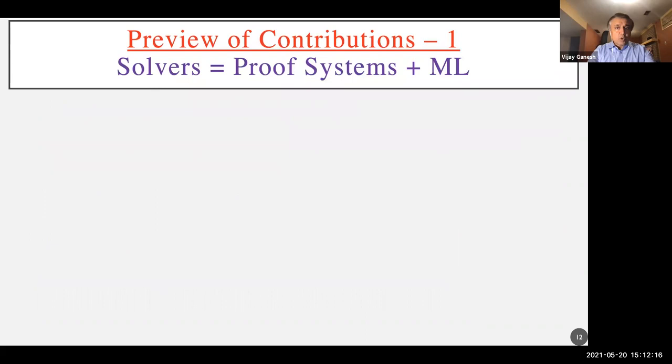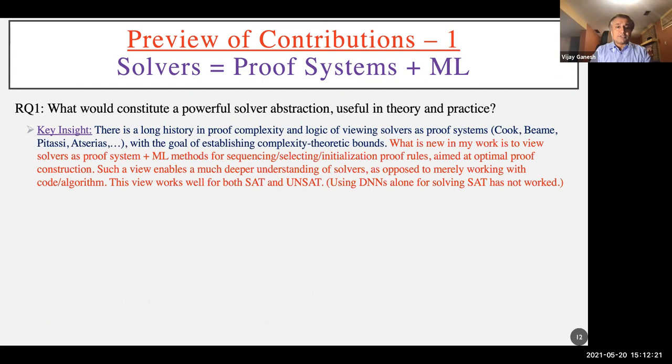So here are my core contributions. My very first contribution was to try to answer this question of what constitutes a powerful solver abstraction that is useful both in theory and practice. It turns out that theorists have been thinking about proof systems for a long time. Proof systems are just a collection of rules, the goal being to automate mathematics.